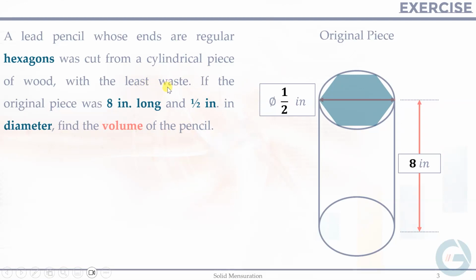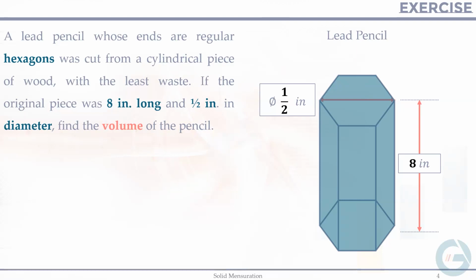So to maximize the area, the vertices of the hexagon must touch the circular section of the cylinder. From this cylindrical piece of wood, a pencil was cut using this hexagonal shape. Of course, some of the material will be wasted. And the problem asks us to calculate the volume of the pencil.